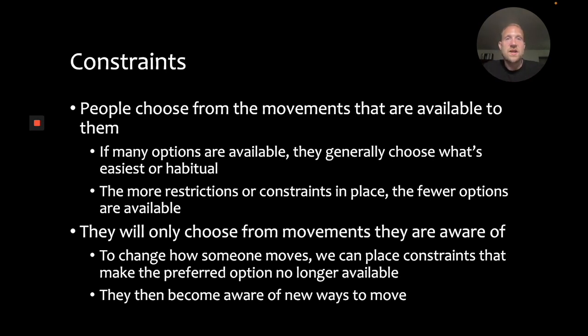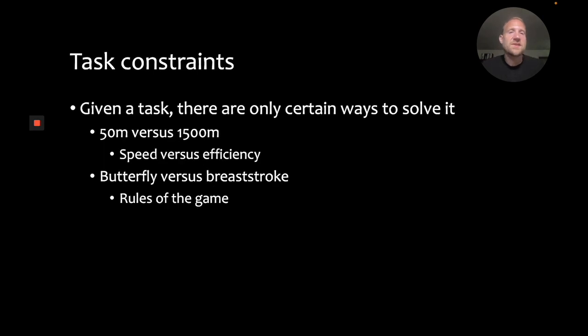And so if we want to change how someone moves, we can place constraints to take away the movement options that they usually prefer. And then they're forced to find new ways to move, and then they become aware of them and they can start to use them. We'll go over some practical examples to help you understand what this looks like in practice. So first is the task constraint.